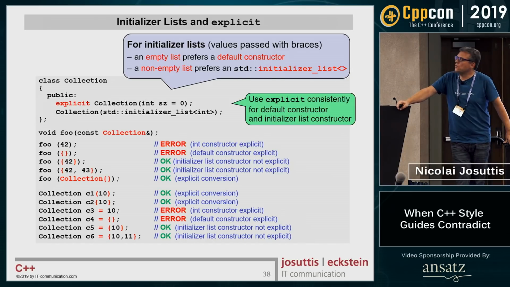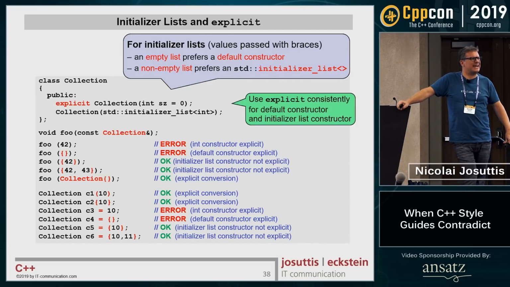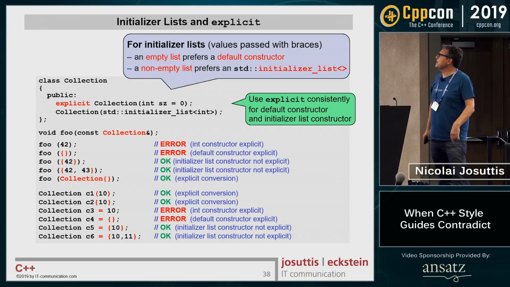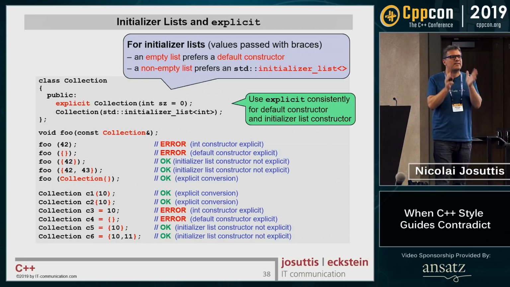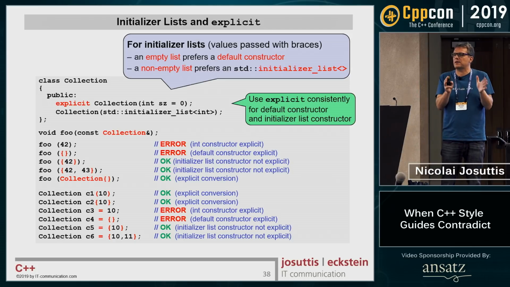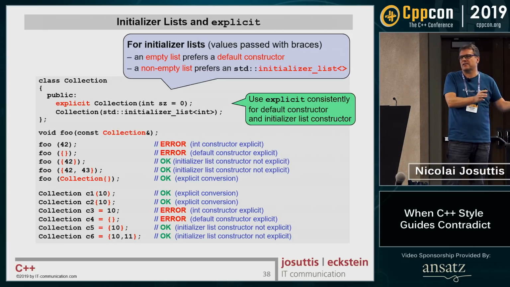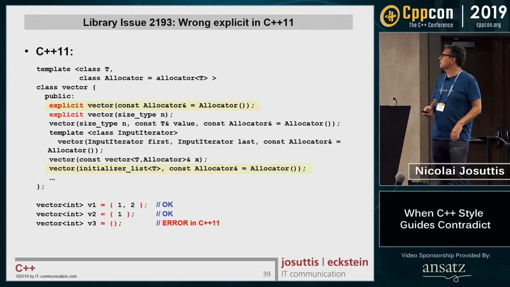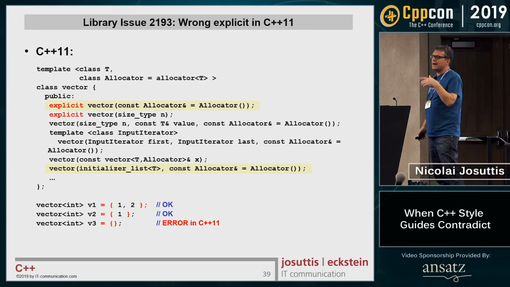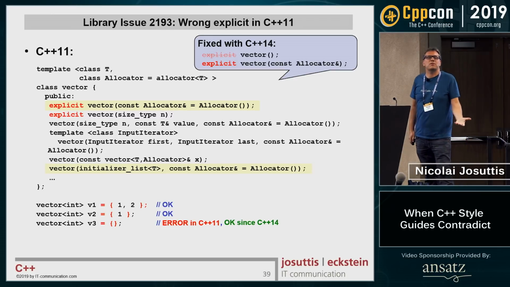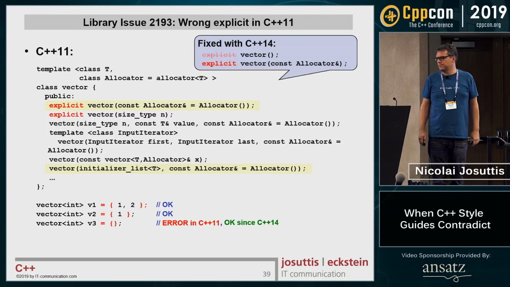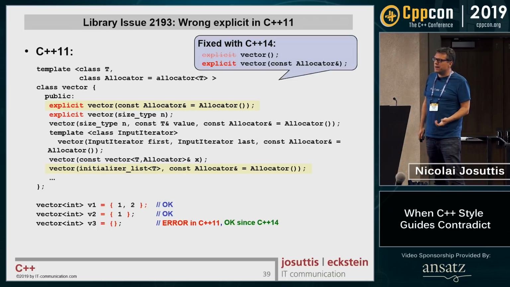Yeah, and there's a rule by that, which I don't know whether in any style guide it exists. The default constructor and the initializer list constructor should always be consistent regarding the question whether they are explicit or not, because that's the heart of the problem here. How do I know that? We made the mistake in C++11 with all the containers, and we fixed that with C++14. So yeah, you see a pattern here.